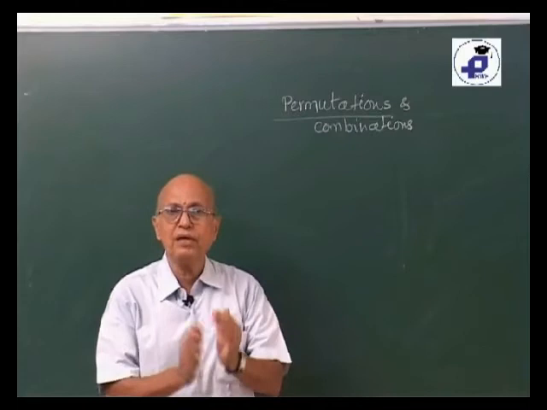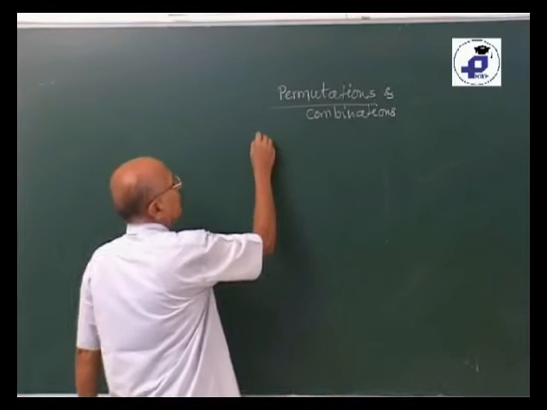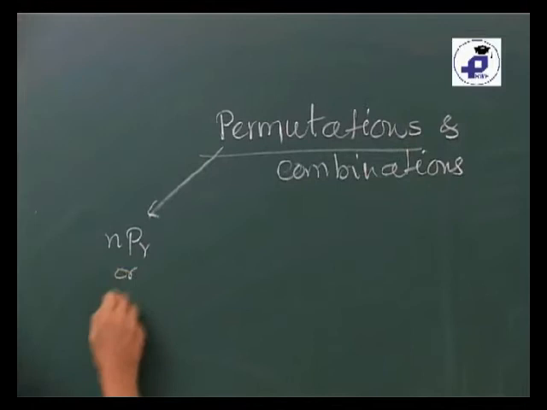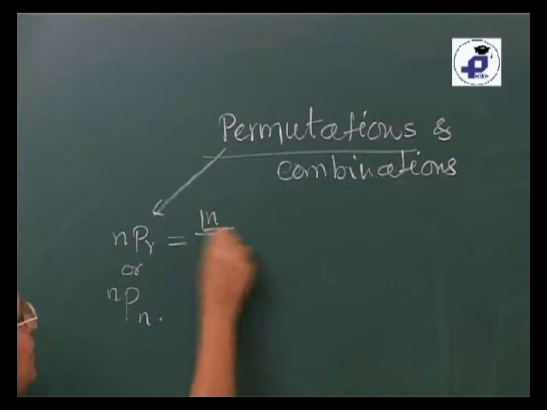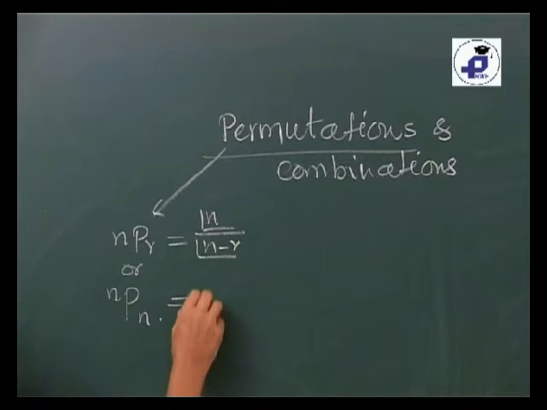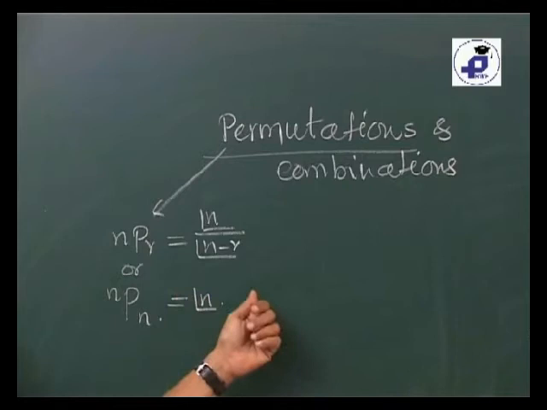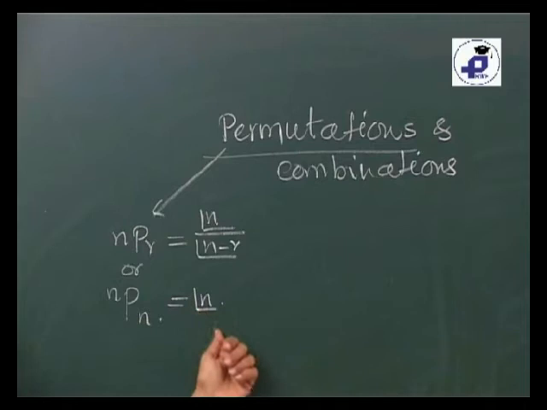For permutation it is either nPr or nPn. nPr can be found with this formula: n factorial by n minus r factorial. nPn is always equal to n factorial. Please remember, 3 factorial means 3 into 2 into 1. 5 factorial means 5 into 4 into 3 into 2 into 1. Similarly, it is this one.